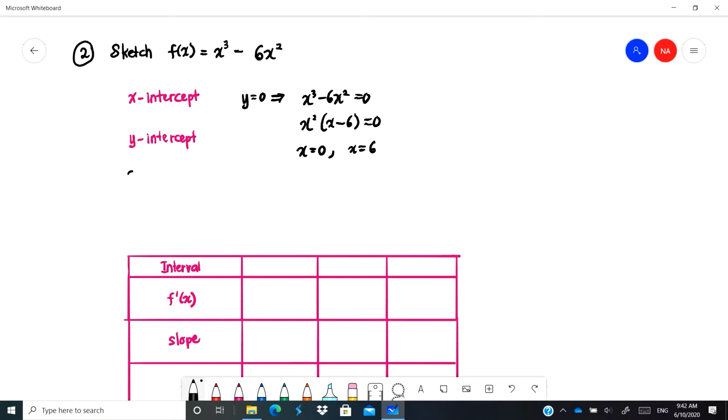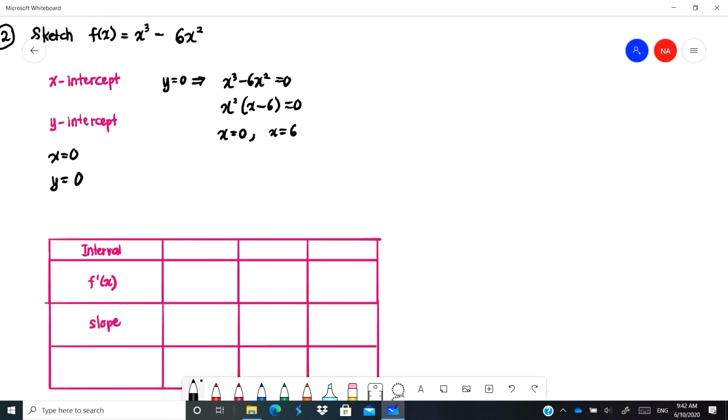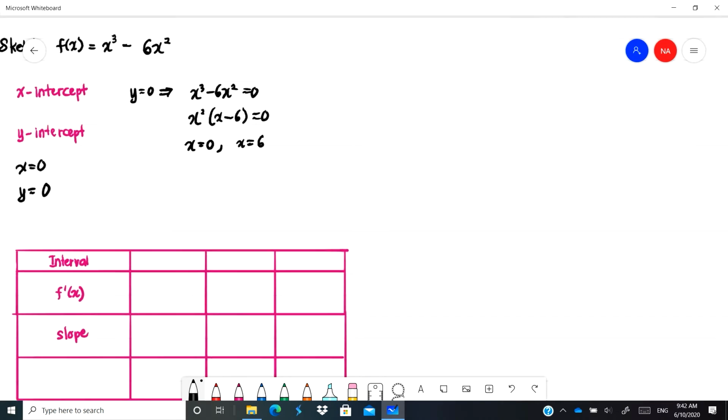For the y-intercept, the value of x must be 0. So when x is equal to 0, you substitute 0 into the function and you'll get 0. Meaning to say that the y-intercept should be 0. Now, to find the intervals where the function is increasing or decreasing, we first have to differentiate the function.